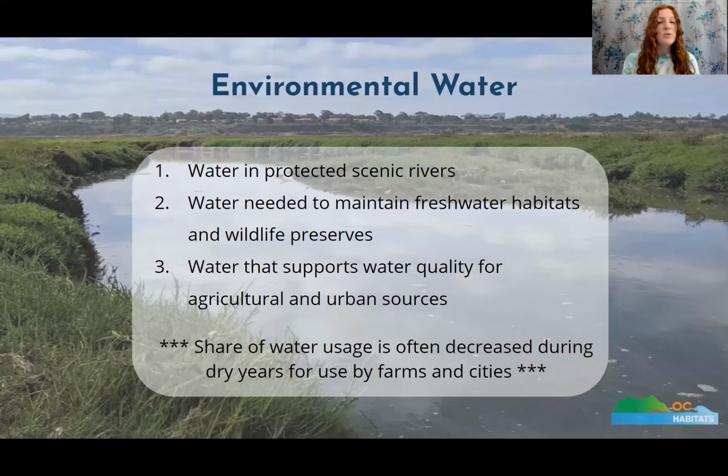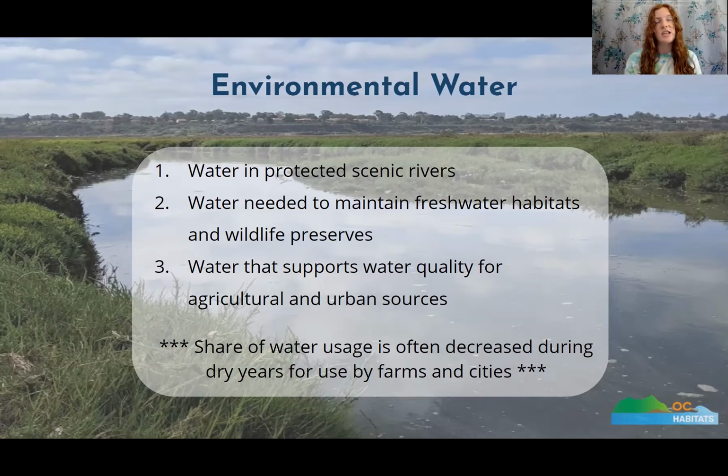And finally, it also includes water that is needed to support this baseline of water quality for us to use in other ways. For example, our California Delta needs a certain amount of water to flow through it so that it keeps the salty water from the Pacific Ocean from intruding and contaminating our water. And a lot of that water is then moved into farms or cities for different uses. So those are the different things of environmental water.